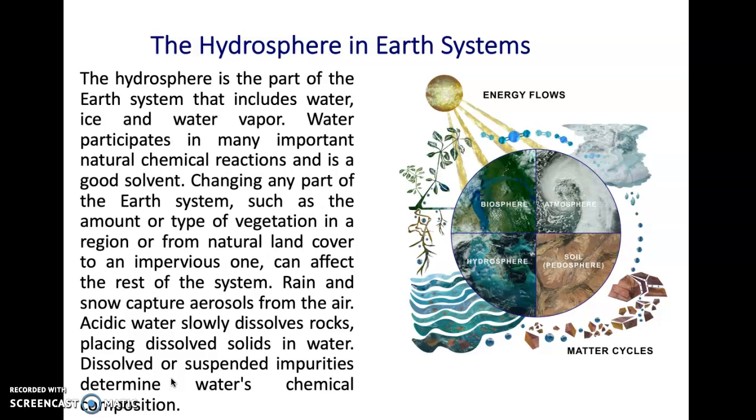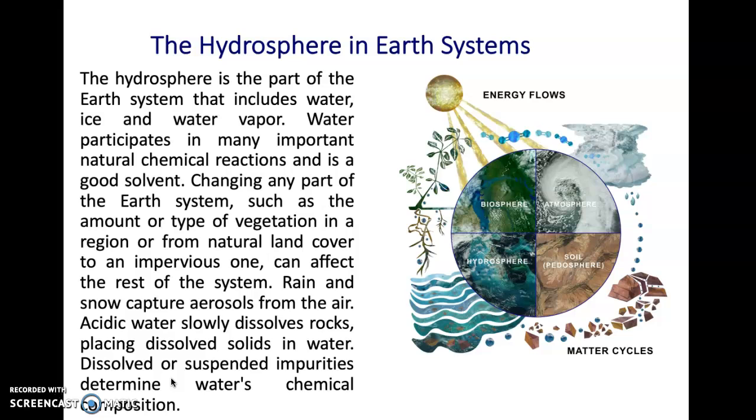So the hydrosphere is the part of Earth's system that has water, ice, water vapor, water precipitates, and many of the most natural chemical reactions. And water is a really good solvent. So if you change any kind of Earth system, such as the amount or type of vegetation, or the natural land cover to an impervious one that doesn't allow water through, it can affect the rest of the system. Rain and snow capture aerosols from the air.